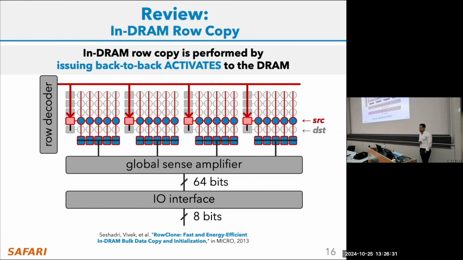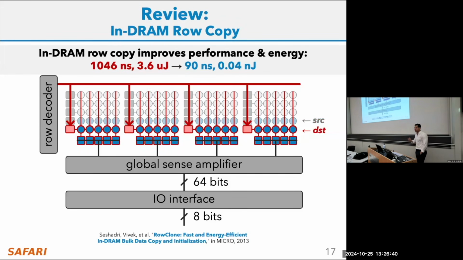When you issue these row copy operations, the first activate copies the source row to the local sense amplifier, and then the second activate asserts the word lines in the target DRAM cells, which allows the local sense amplifier to drive the data that was previously latched into the destination row, hence realizing the in-DRAM row copy operation. We also saw that by doing so, we can reduce the latency of copying 4 kilobytes of data inside the DRAM chip from 1046 nanoseconds to around 90 nanoseconds, and also improve energy consumption significantly.